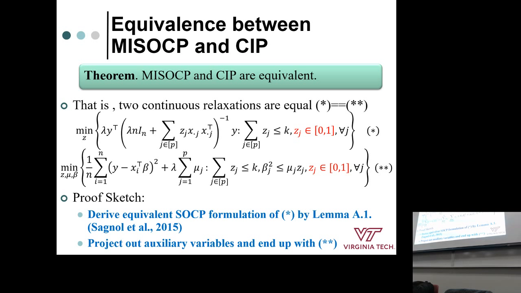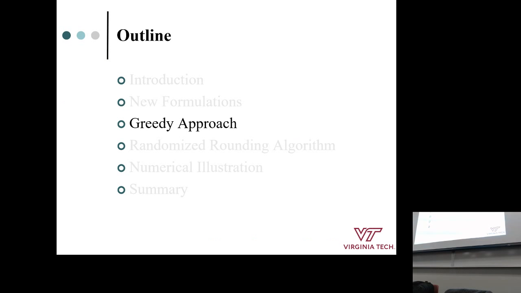But still, if you solve this MISOCP, the mixed integer second order conic program, there's still a long way to go, it still cannot solve large scale problems. It still takes a much longer time to find good quality solutions. So that's what motivated us to use some heuristic algorithms, which work pretty well in practice.